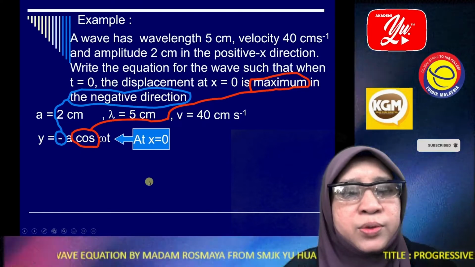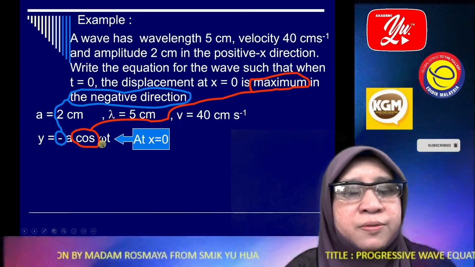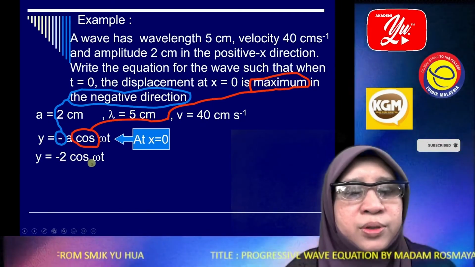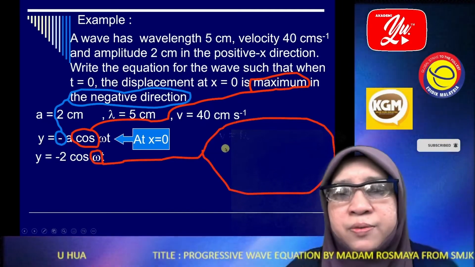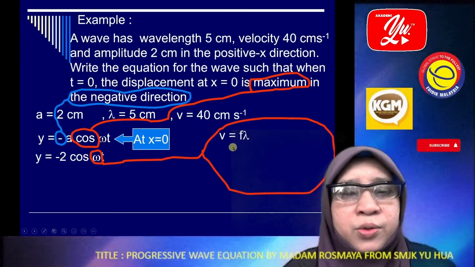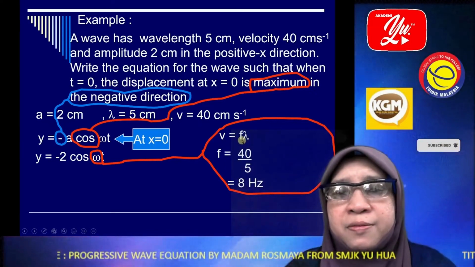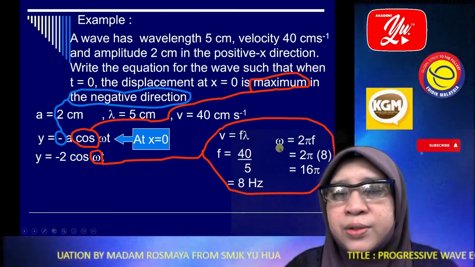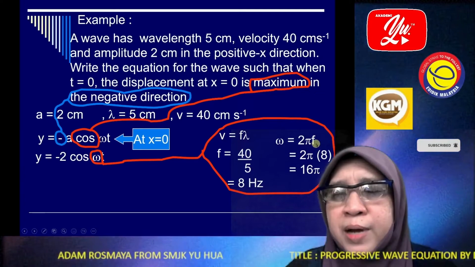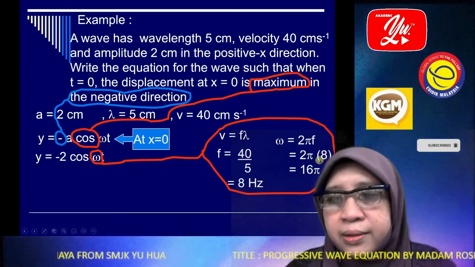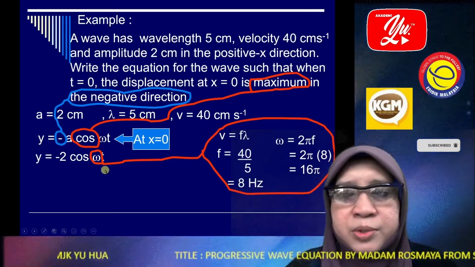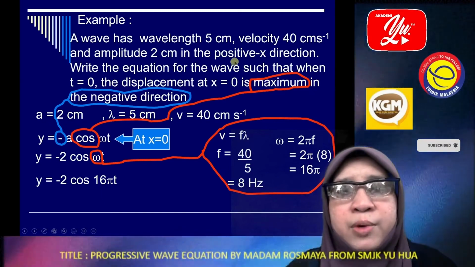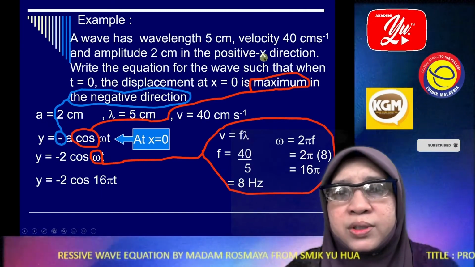Now we are going to find omega, the angular frequency, and we also substitute the amplitude 2. So it's negative 2 cos omega t. The angular frequency we can get from 2 pi f, but before that we find f first. f is v per lambda, so 40 per 5, which is 8. So the angular frequency is 2 pi times 8, and we get 16 pi. Now we can substitute this 16 pi into here.